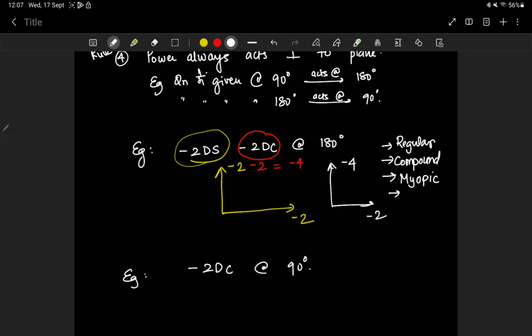Now next comes the question of with the rule or against the rule. We are seeing that -4 is having more power than -2, and -4 is vertical and -2 is horizontal. So vertical is having more power than horizontal. So this is with the rule astigmatism. So we have solved this question. This is a regular, compound, myopic, with the rule astigmatism. This is how we comment about the astigmatism.